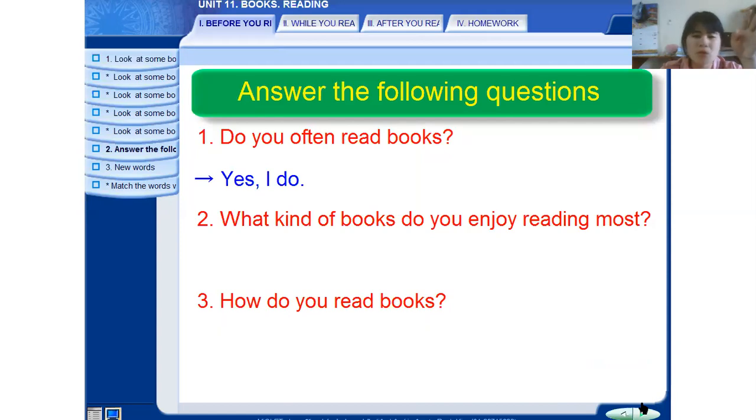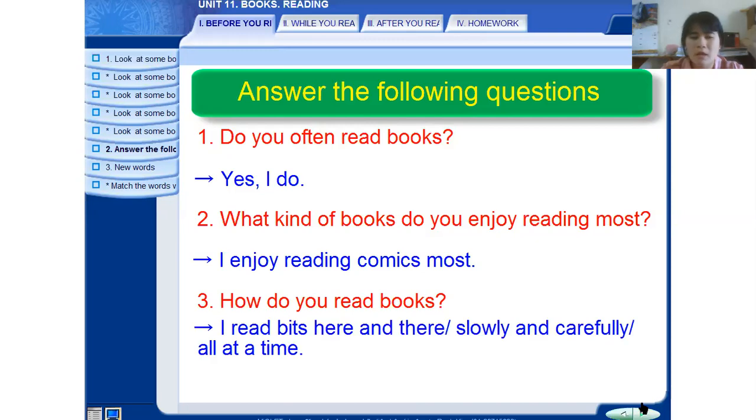What kind of books do you enjoy reading most? Love stories, comics, science fiction. You may say, I enjoy reading comics most, comics like Doraemon. And how do you read books? Do you read fast or slow? You can say, I read it here and there, or I read a book slowly and carefully, one at a time. That is a suggested way to answer the questions.